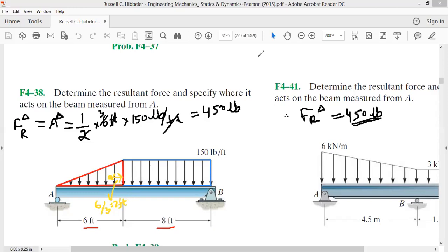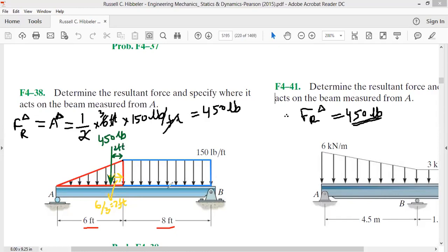Now we can say that this triangle is subjected to a load. It is subjected at this end. This triangle can be replaced by a single load having a magnitude of 450 pounds, acting at a distance of 2 feet from point A. This distance is 2 feet.